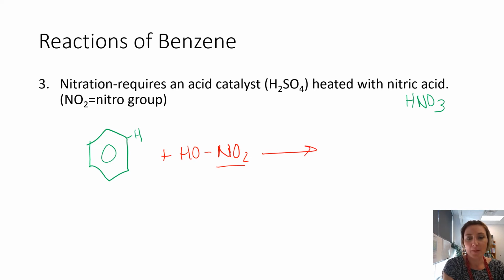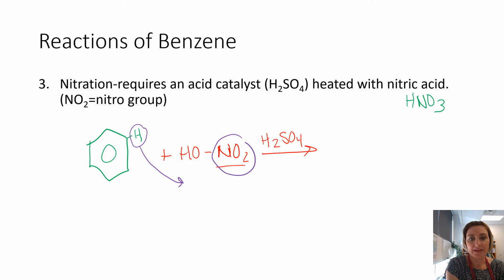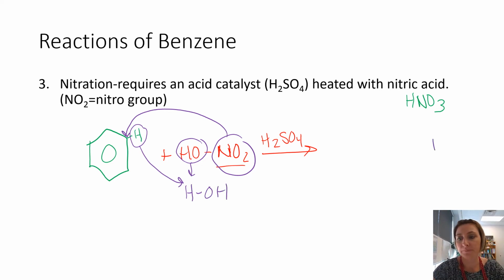And again, this is happening in the presence of an acid catalyst, and we were told it was sulfuric acid, so we're going to put that over our arrow. All right, so in this reaction, we are going to substitute a hydrogen. So we have to take a hydrogen off. And in its place, we're going to put on to that carbon a nitro group. So we have this hydroxyl group that's left that's going to interact with the hydrogen that was removed, and what we wind up with as a side product is water.